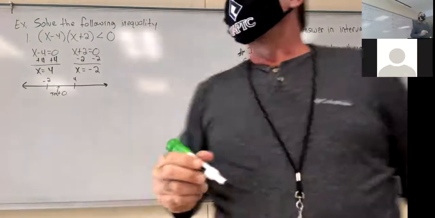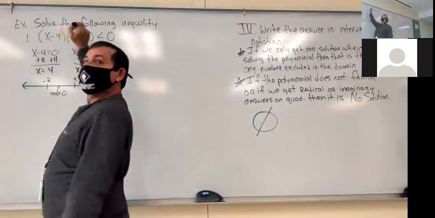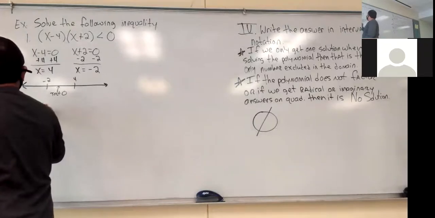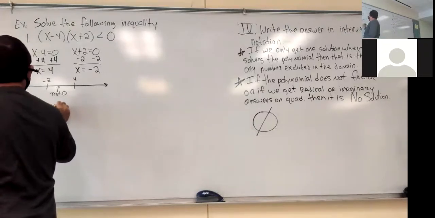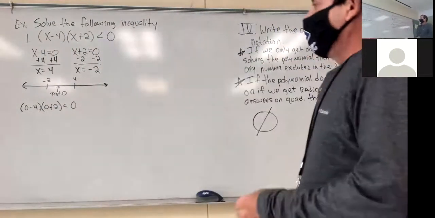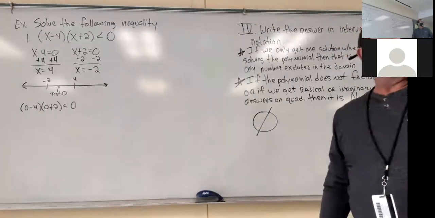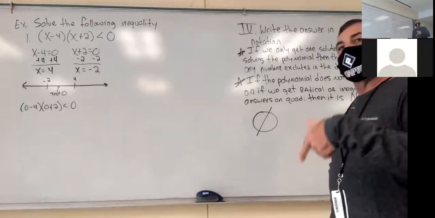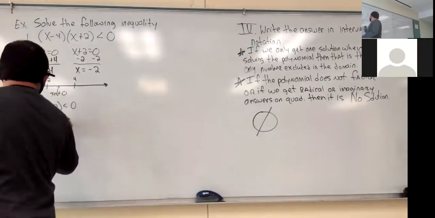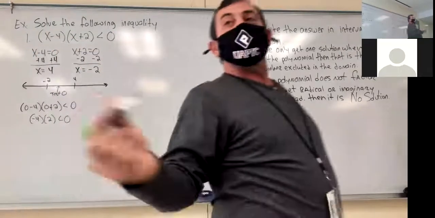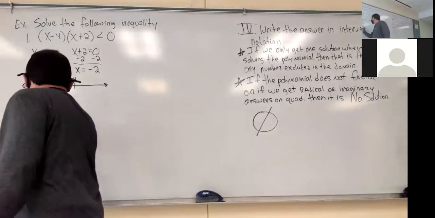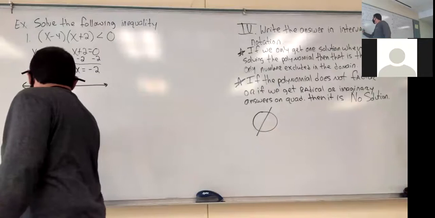So to test 0, I'm going to take this equation and put zeros into the x's. That'll give me 0 minus 4 times 0 plus 2 has to be less than 0. So I get a negative 4 out of the first parentheses times a positive 2 out of the second one. So the question is, is that less than 0, true or false? That's going to be a negative 8. It is less than 0, so that is true.